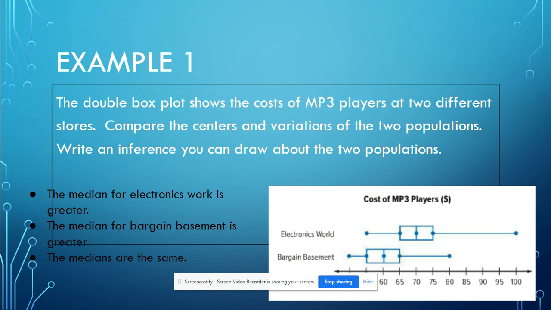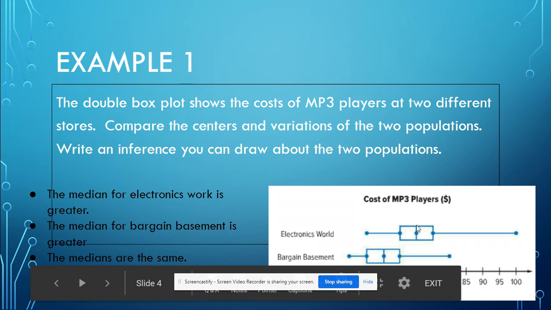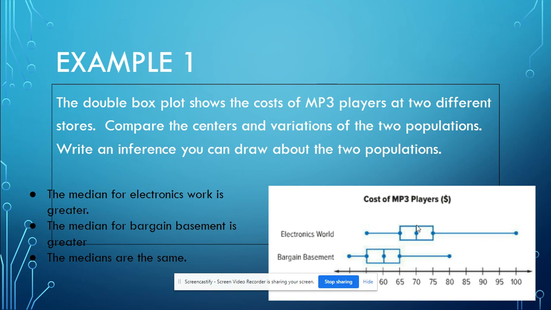So it says MP3 players at two different stores, compare the centers and variations of the two populations. So we have two things there. Centers is talking about the medians, the middle values. Remember what I said? That's that line that goes through the box. So that's what this first question deals with. Variations is dealing with the range, and we're going to deal with that in the next question here.